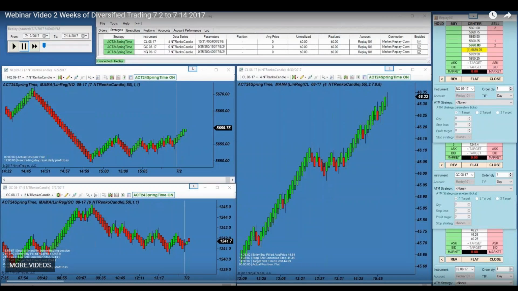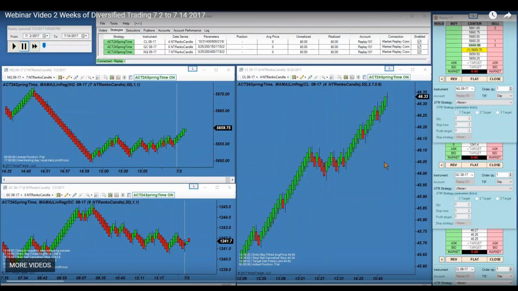Now, what you're looking at on the screen is Nasdaq, gold, and crude oil, 3 different charts. Initially, we started with the spring trade. You get that in the package. This is the springtime trade. It's a takeoff of the spring trade. It trades a little different. It keeps you in the market longer, and the results are very good.